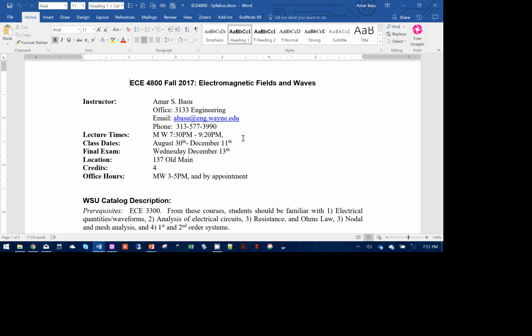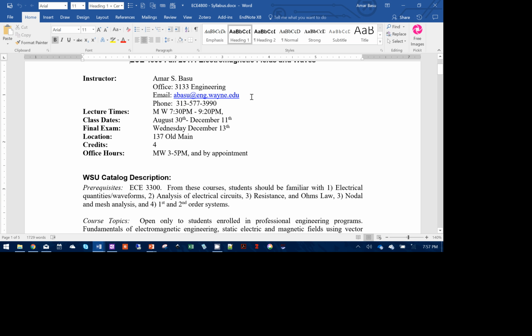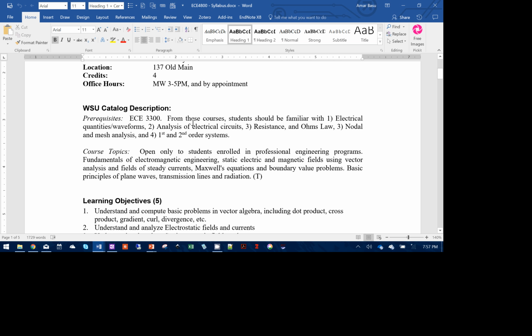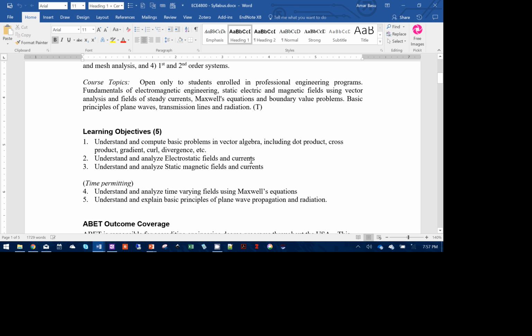Let's see here. All right, so this is Electromagnetics, fall 2017, and the topics in this course are the fundamentals of electromagnetic engineering, static and magnetic fields using vector analysis, fields of steady currents. We'll talk about Maxwell's equations, and we'll do a lot of problem solving and boundary value problems. We'll talk about the principles of plane waves and transmission lines and radiation. We've sometimes gotten to that in the past, but usually we don't.